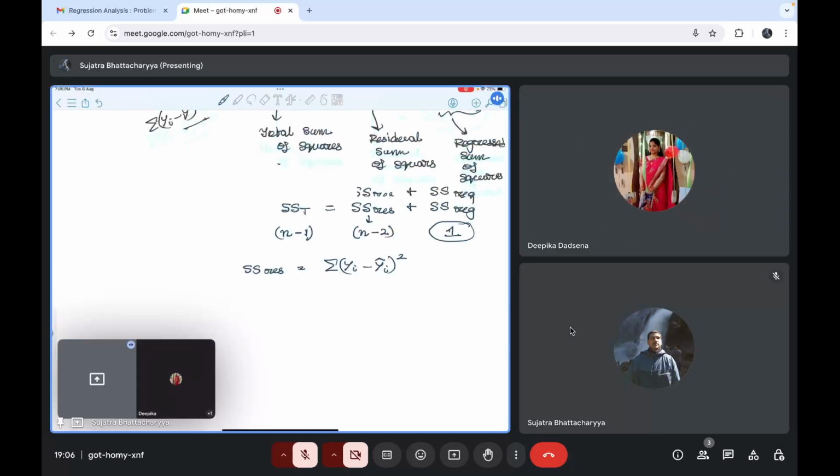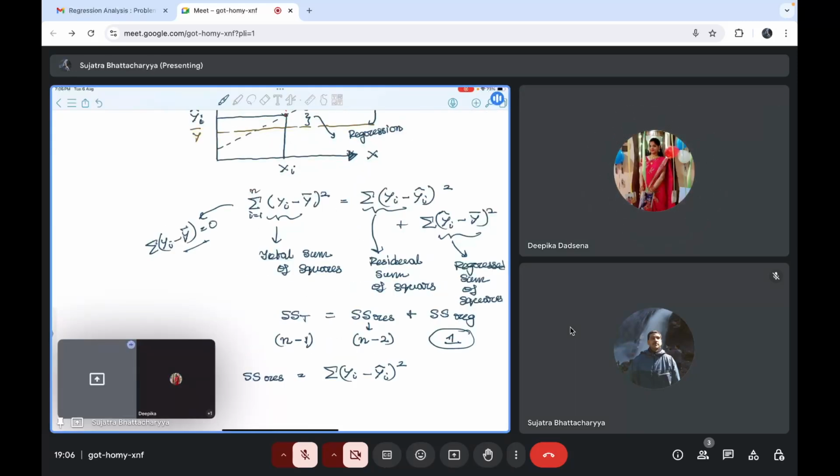This is the total sum of square, T for the total sum, the summation of yi minus y bar whole square, the total variance.